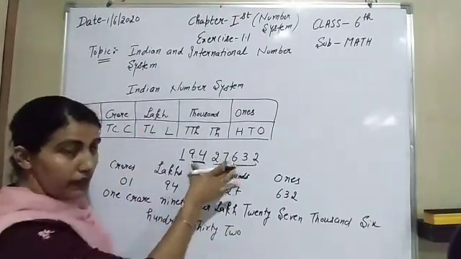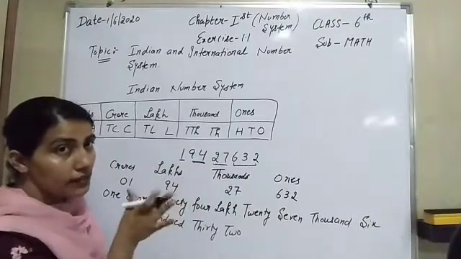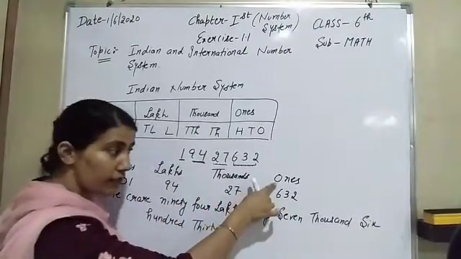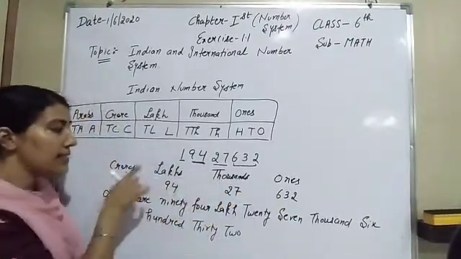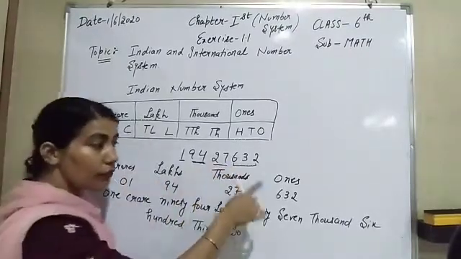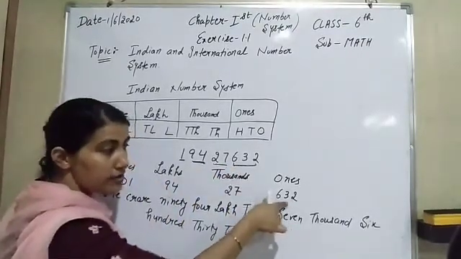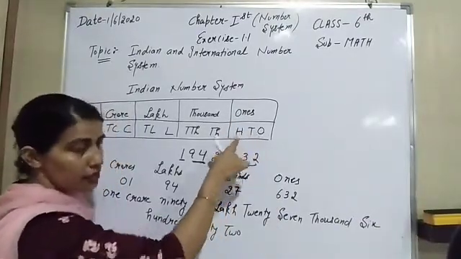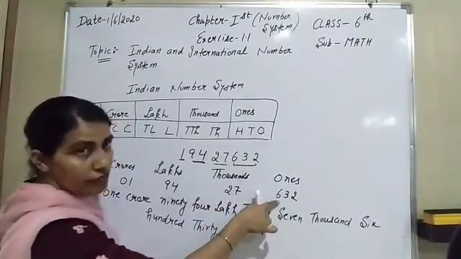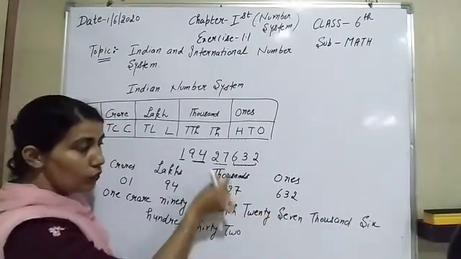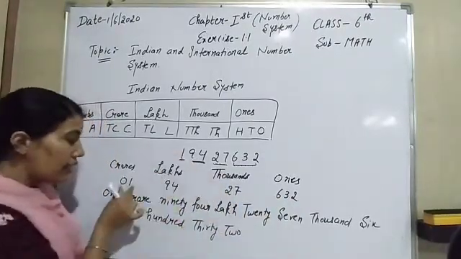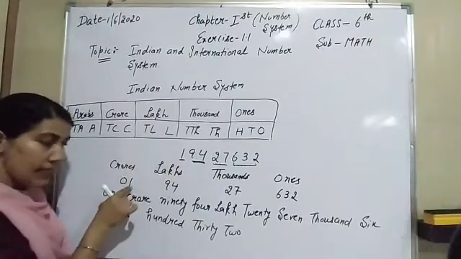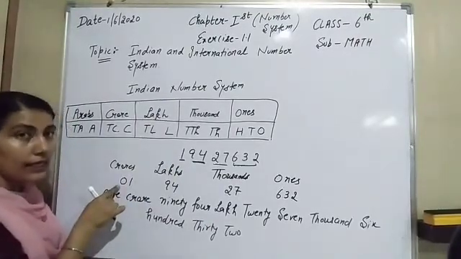You have any number and you have to write it in Indian number system form. Firstly, here is ones, thousands, lakhs and crores. You have to write the last 3 digits at the ones place, because in the ones place we have ones, tens and hundreds. So always write the last 3 digits in the ones place. After that, 2 digits here, 2 digits here, 2 digits here. If there is only 1 digit, write 0 on the left-hand side.